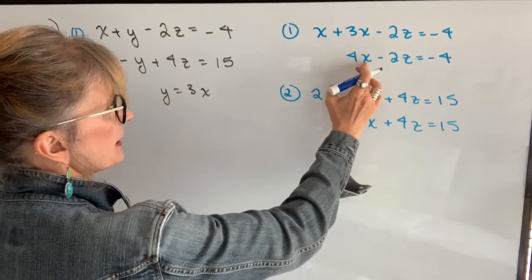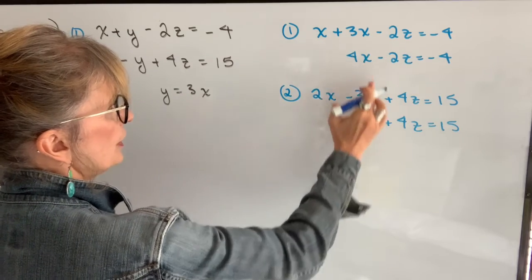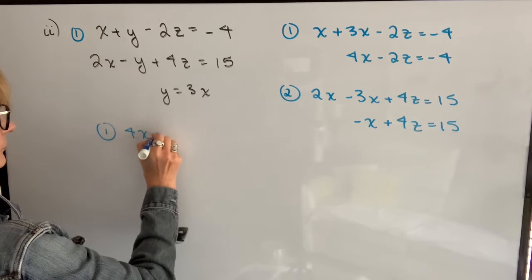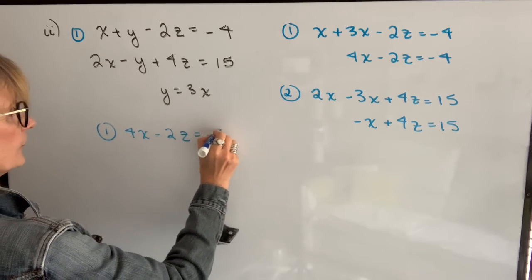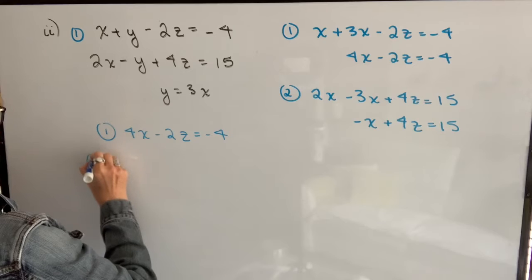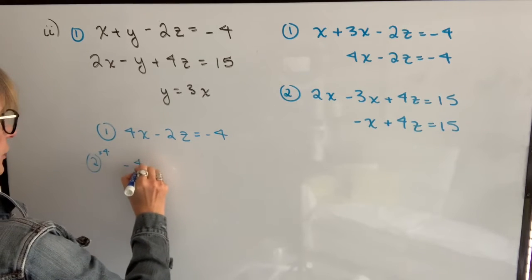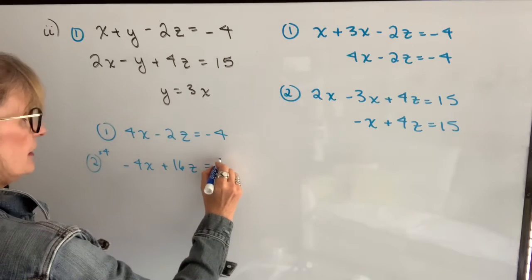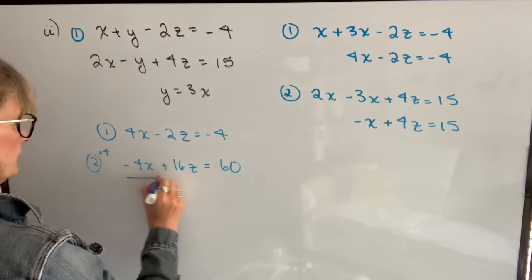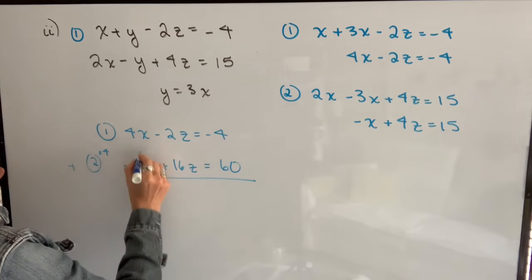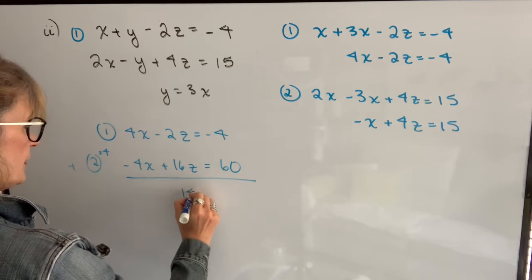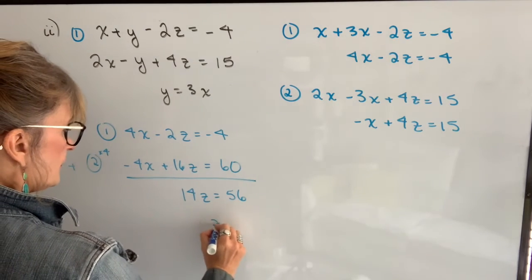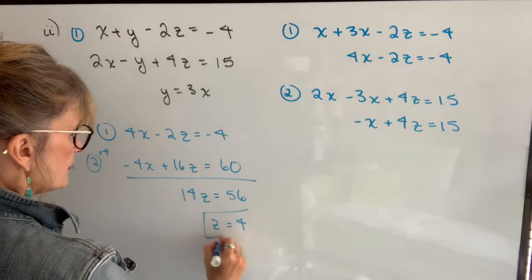I'm going to eliminate the x by multiplying equation 2 by 4. So I'm going to keep equation 1. Equation 2 I'm going to multiply by 4. So I get negative 4x plus 16z is equal to 60. I'm going to add these two equations because they're opposite in sign. So I'll get 14z is equal to 56. So z will equal 4.